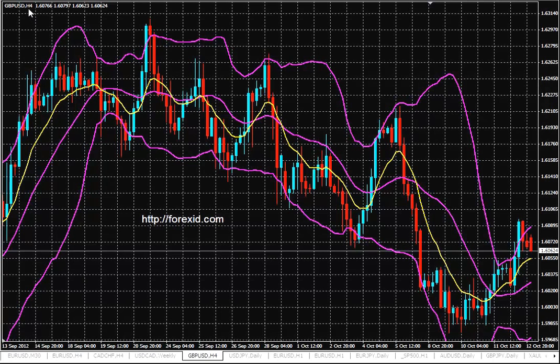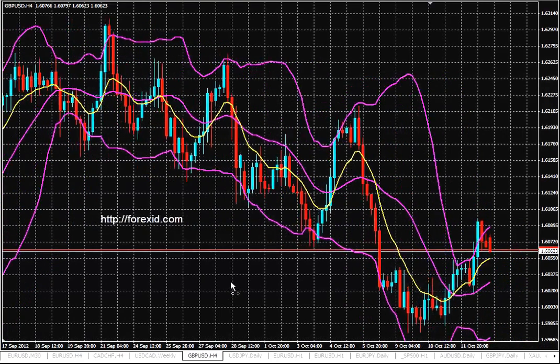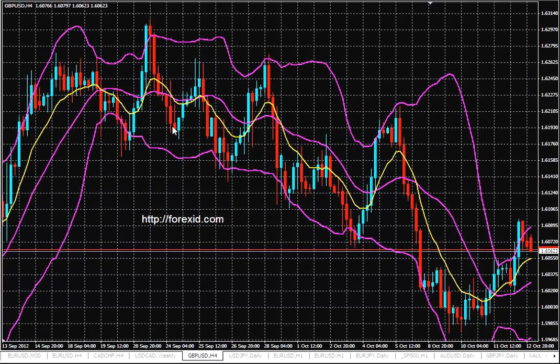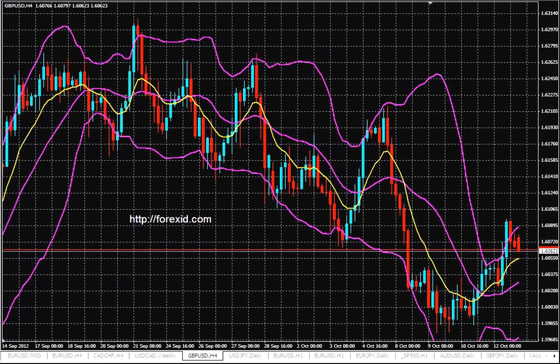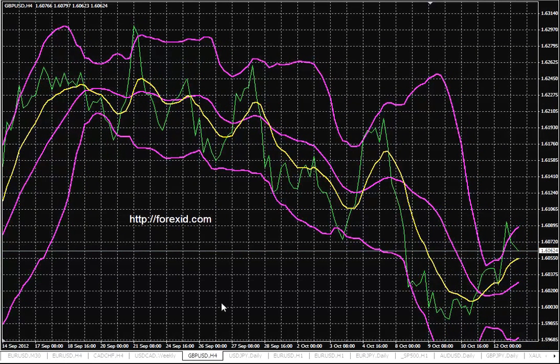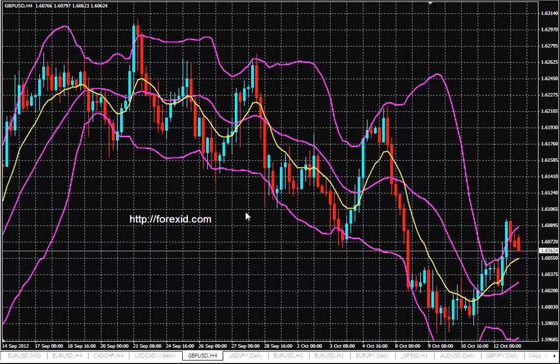Remember, this is a 4-hour chart, a 4-hour time frame. The same rule applies for smaller time frames and also for bigger time frames. Try to practice watching the price action using the line instead of the candlesticks, and then going back to the candlesticks to confirm what you saw on the line, which I believe is simpler and easier to understand.